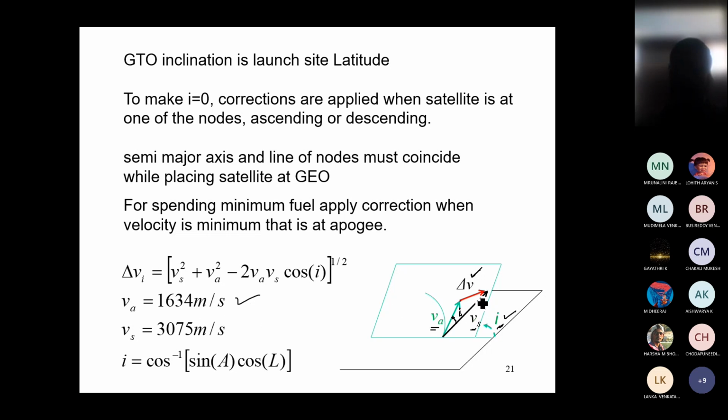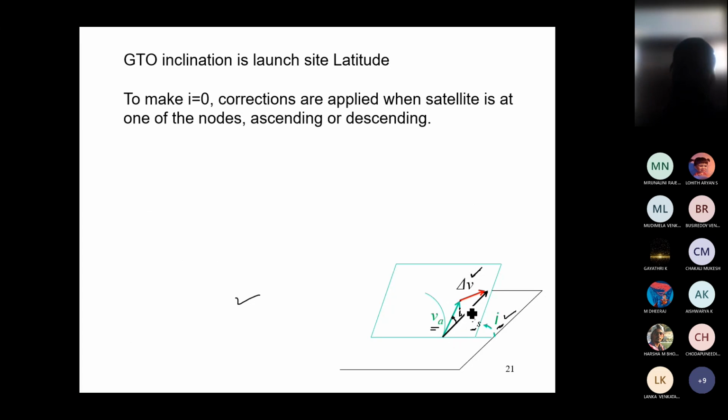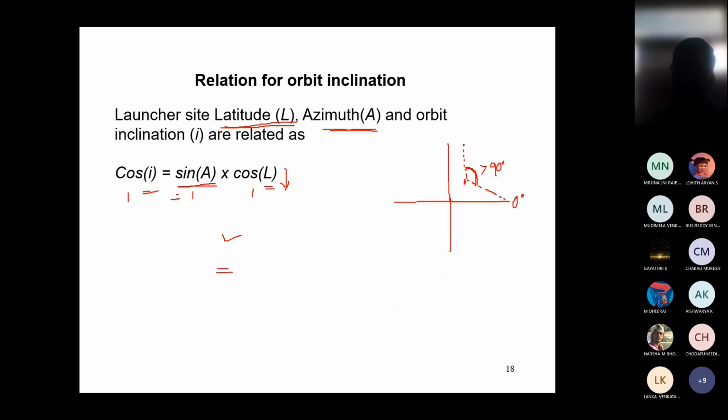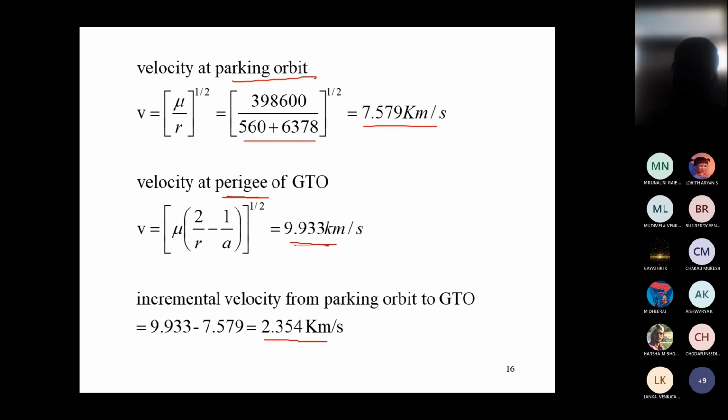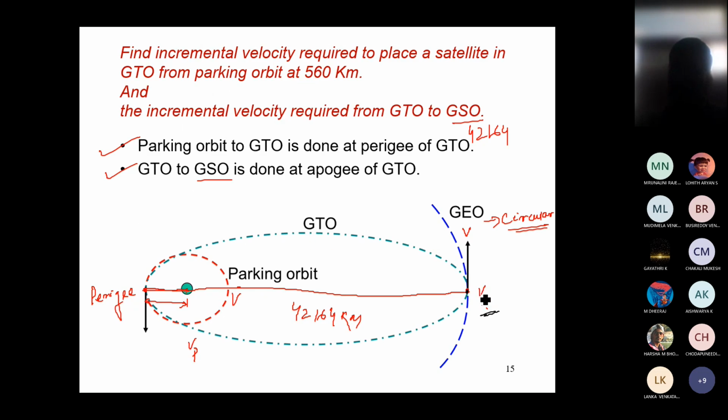Now look at this velocity Vs. What is the value of Vs? Let us go back. 3.075 kilometer per second. That is equal to 3075 meter per second. So this is the velocity at what point? Can you tell? This velocity at this point, the same point.